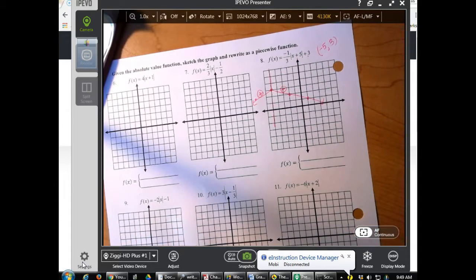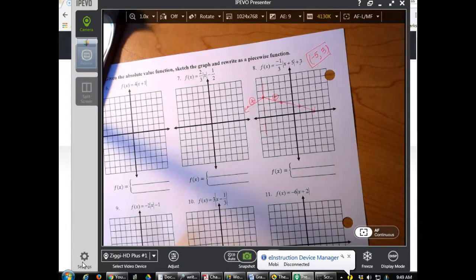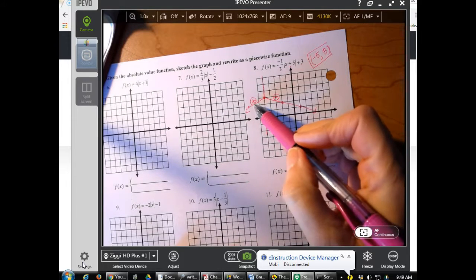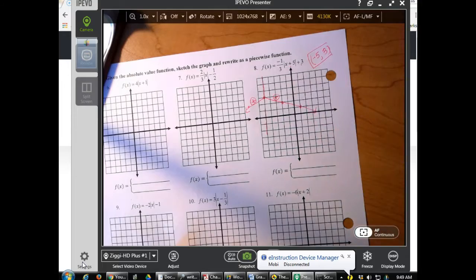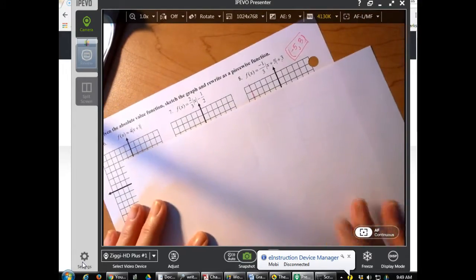And I need to find a point on the line. Well, I have one. I have a point, negative 5, 3. And I know my slope is 1/3. Here it's a positive 1/3, here it's a negative 1/3. So what I'm going to do is show you how you can find the y-intercept.